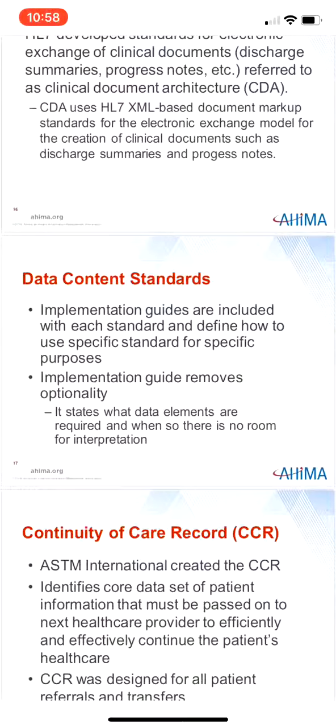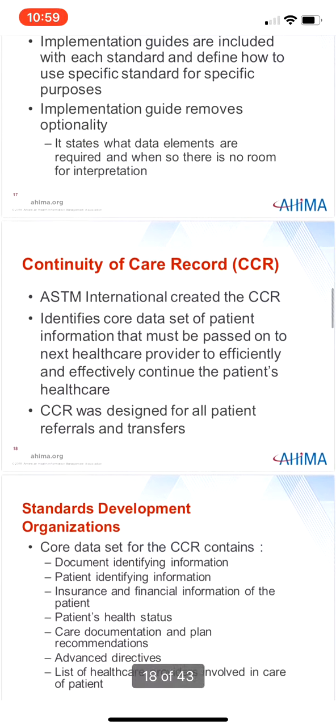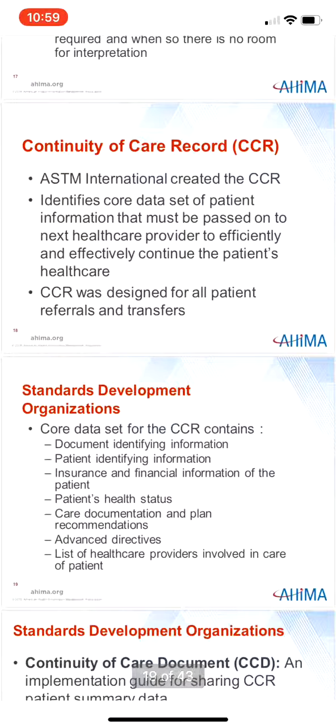At the end of the admission or care encounter, the originating healthcare provider generates an electronic summary document with a core data set of the most pertinent health information of the patient's care and status for the receiving healthcare provider to continue the care for the patient. The core data set for the CCR contains the following: the document identifying information, the patient identifying information, insurance and financial information, the patient's health status, care documentation and plan recommendations, advance directives, and a list of healthcare providers involved in care of the patient.